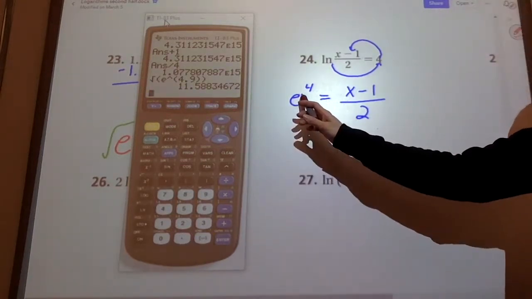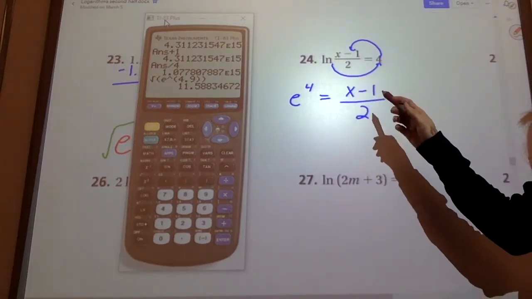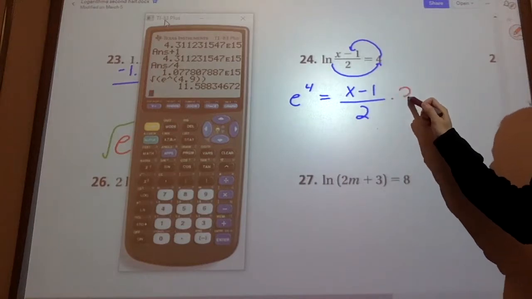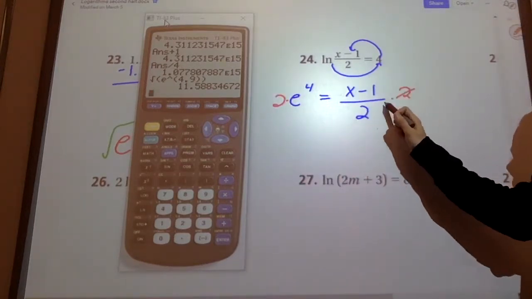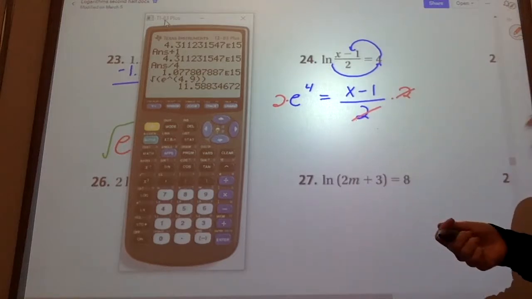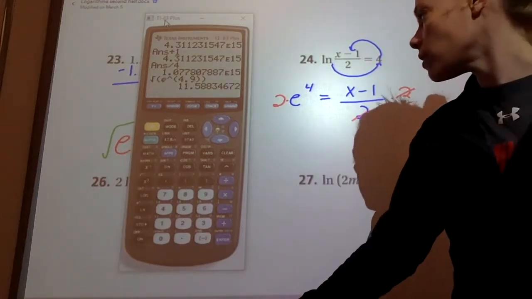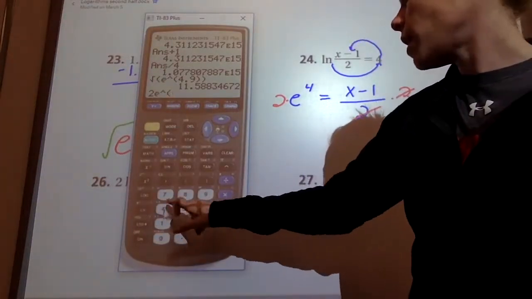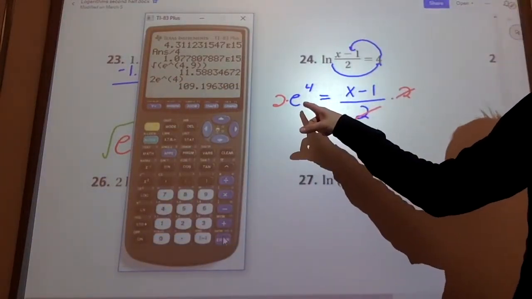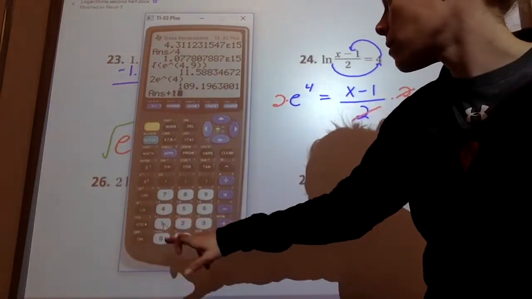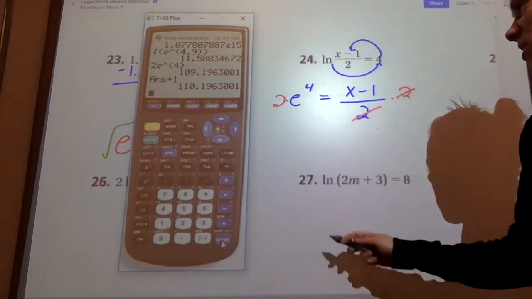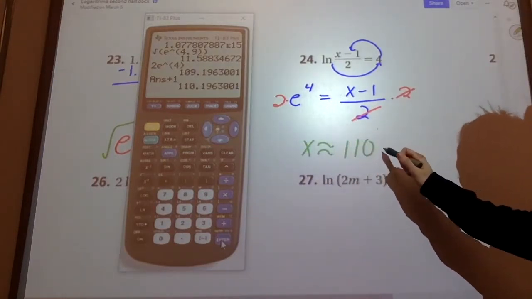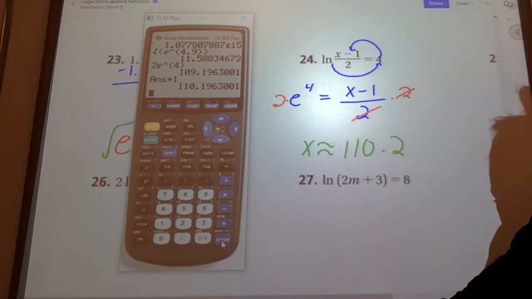I would take e to the 4th power and undo what first? I would times 2 first. So I'd multiply both sides by 2 first, and then I would add the 1. Right. So on my calculator, I can do 2 times e to the 4th power, and then take that, add 1, and there's my answer. So I would say x is approximately 110.2 if I rounded to hundredths.